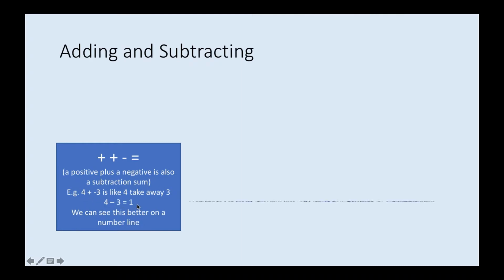Again, we can see this on a number line. You've got 4, and you're going to take away 3. And when we take away, we always go to the left of the number line. 1, 2, 3. So you have 1 left.